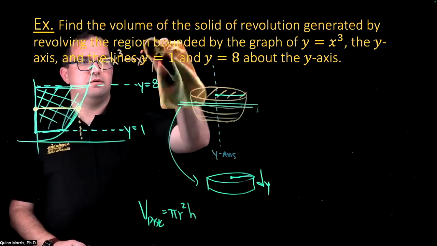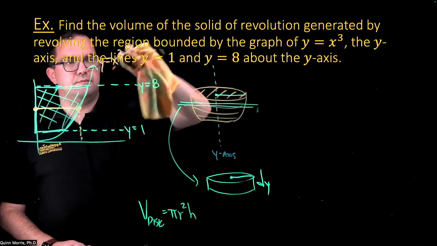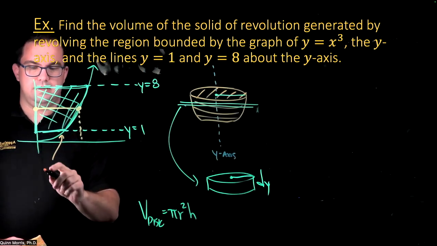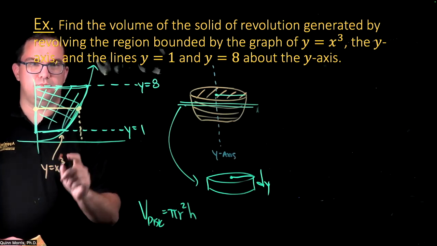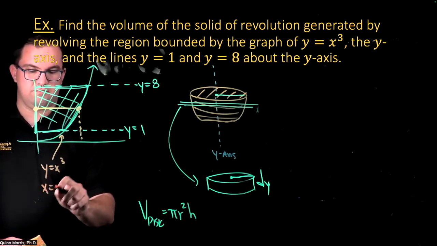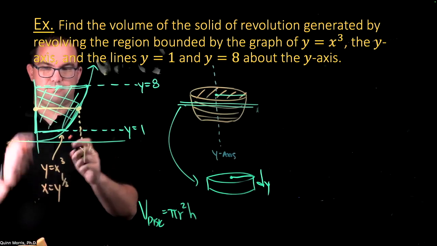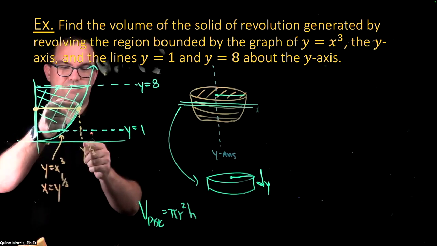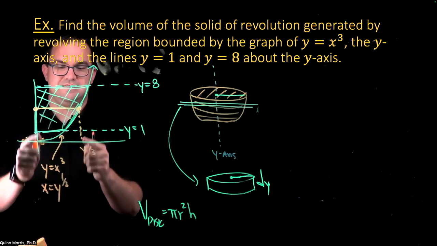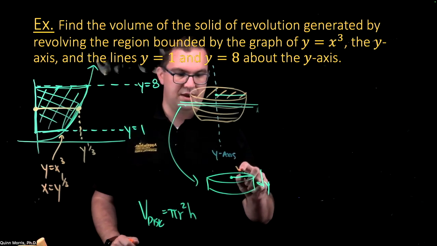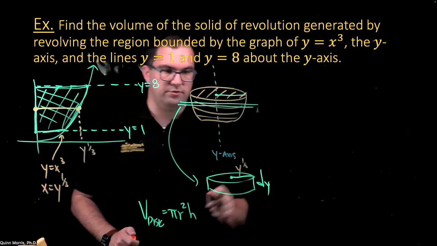Oh, sorry, I've written up there a bit. So this curve, right, is y is equal to x cubed. And so solving for x gives me x is y to the 1/3. So for a given y value, this x value is y to the 1/3. So this distance between the y-axis and the outside is y to the 1/3. That tells me that my radius here is y to the 1/3.